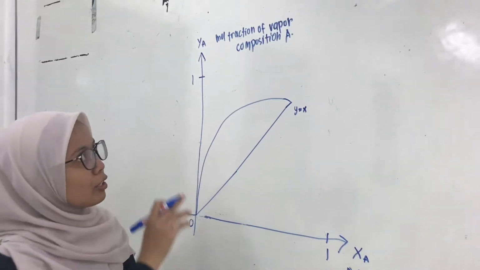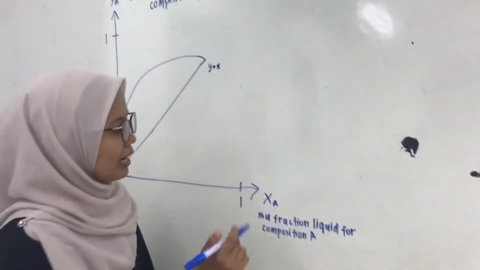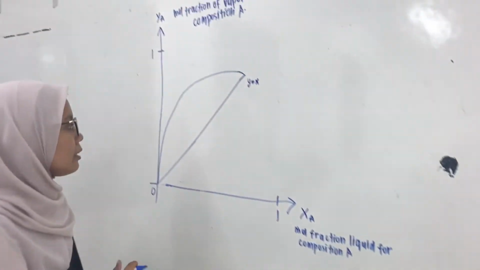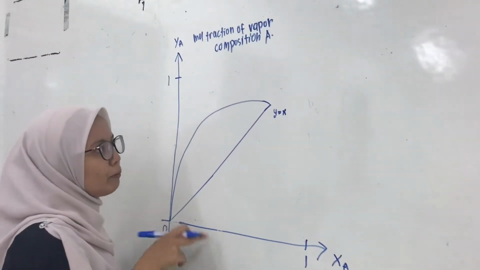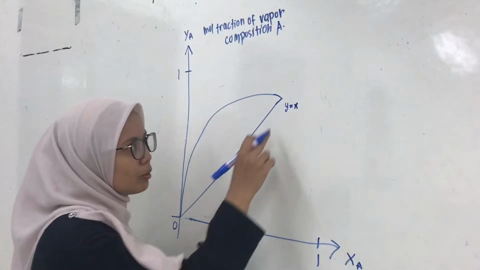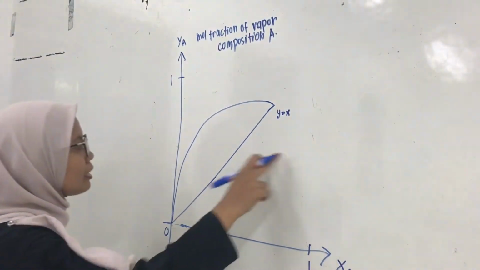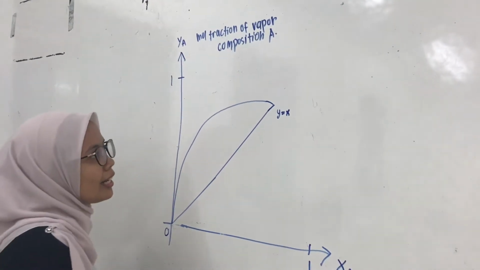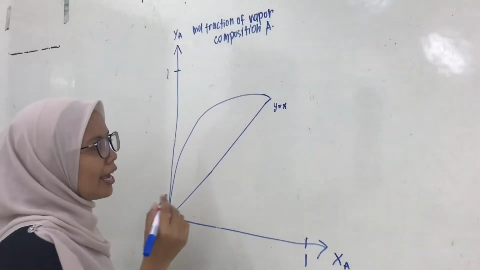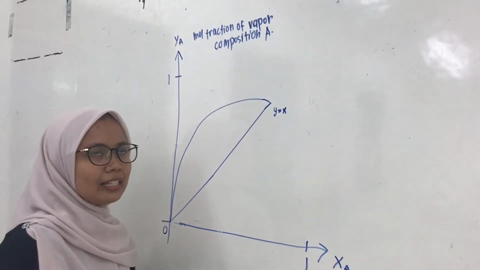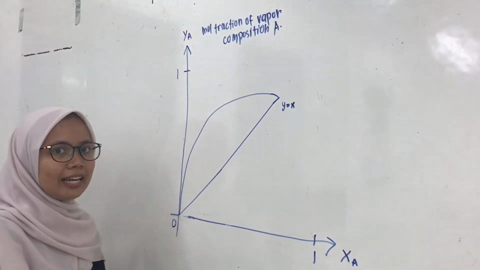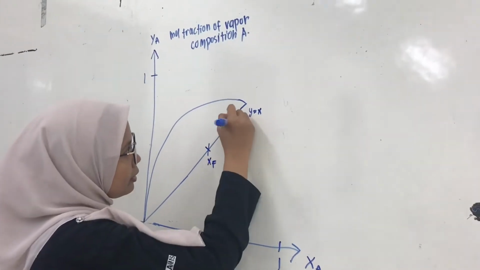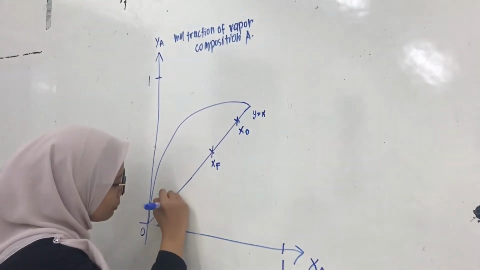YA is the mole fraction of vapor for composition A, while XA is the mole fraction of liquid for composition A. The first thing we need to do is plot the 45-degree line, which is Y equal to X. Then we plot the equilibrium curve from the data that we get. Then we need to plot XD, XF, and XB. XF is always in between XD and XB. So now here is XF, here is XD, and here will be XB.